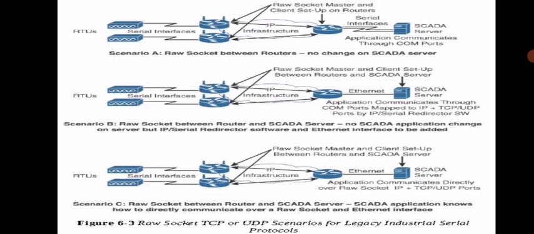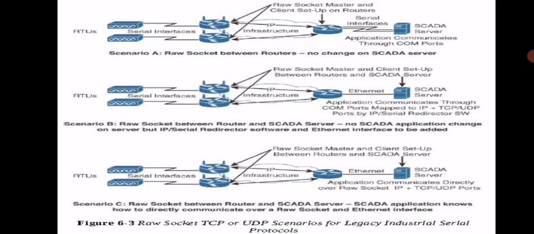I will go from the left-hand side. We have an RTU, which is working over a serial interface. You can observe there is a serial connection between the RTU and the router. Router to router, you can observe there are two routers communicating directly with the next router, and between them we find the IP network. So here we need to implement the concept of raw socket. You can observe the raw socket master and client setup on routers, so this raw socket will be managed at the router level.